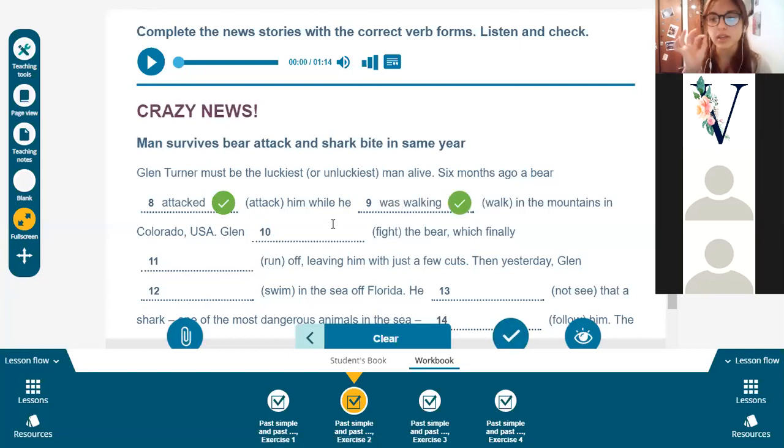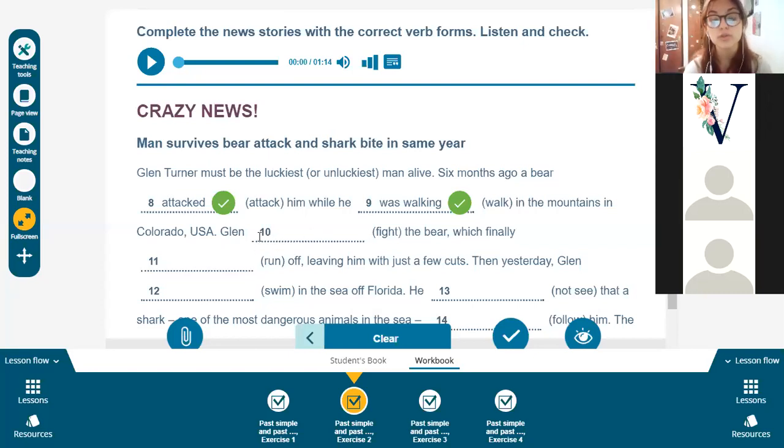Also, this is a very useful tip. When you have a specific time reference, like six months ago, or like in 2002, when you have a very specific date, you will need to use the simple past. For example, in 1492, Christopher Columbus discovered America. Cuando tenemos fechas o datos, fechas muy específicas, ya sea así, six months ago, o con un año, vamos a usar el pasado simple.